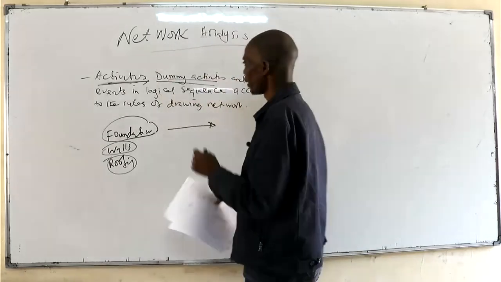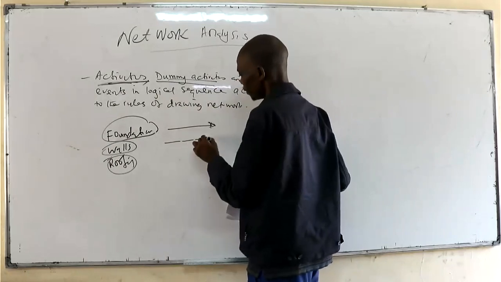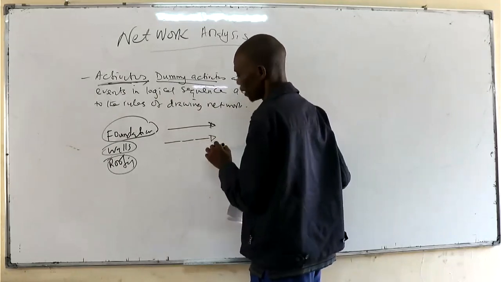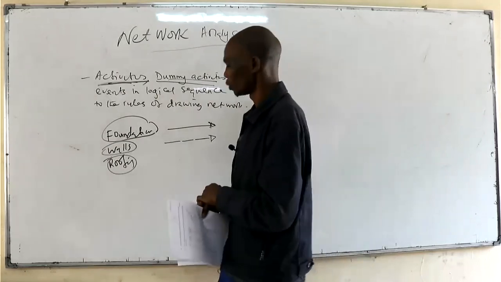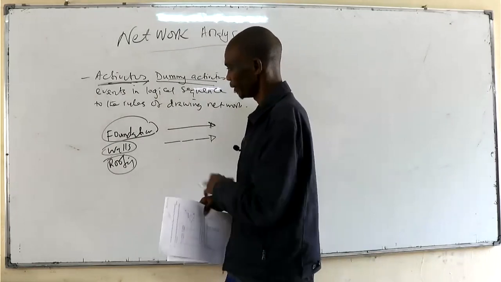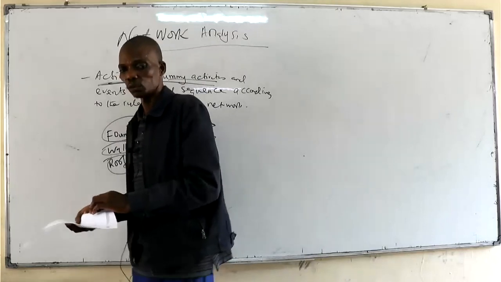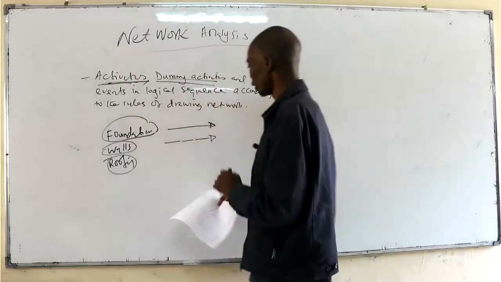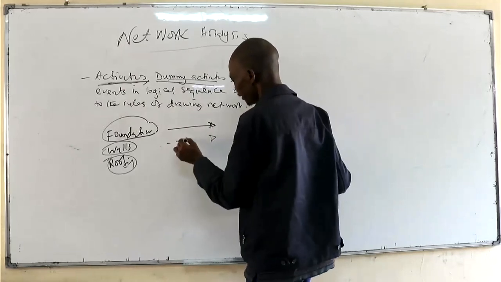Then the dummy activities, we have said they are non-existent activities, which are basically drawn so that we don't violate the rules of drawing network. So they are not listed with the real activities, but they only become necessary as the network is drawn so that we don't violate the rules of drawing network. So the dummy activities are indicated by dotted arrows.